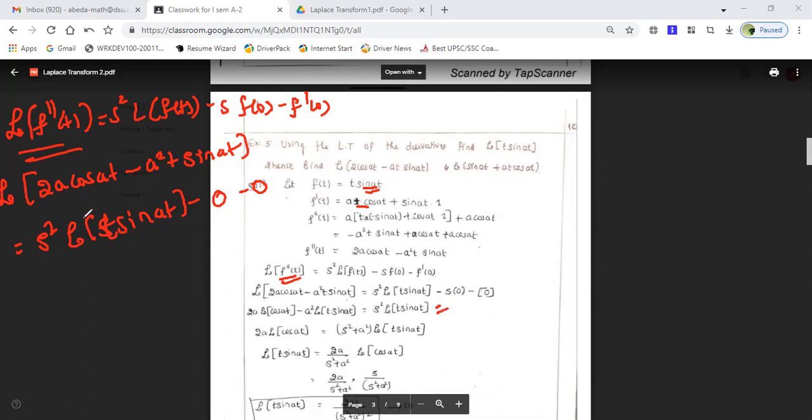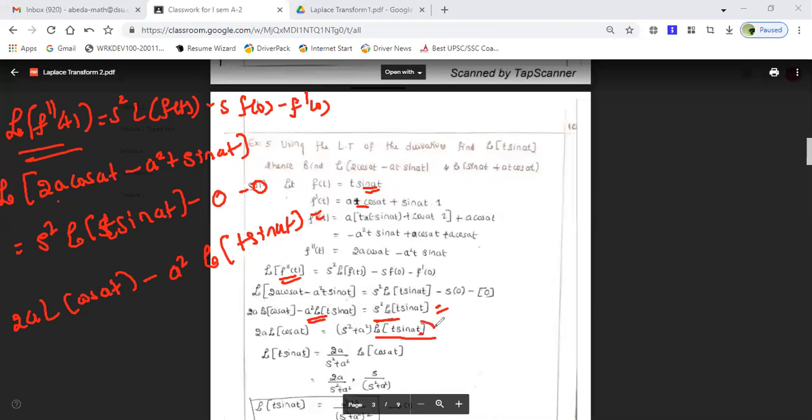So this, if you can see from here, what I'll do, we can write it as 2a into Laplace transform of cos at minus a square into Laplace transform of t into sin at is equal to, on the right hand side again, s square into Laplace transform of sin at. This is the sin at term, this is the sin at term, t into sin at term. Take it on the other hand. So it is 2a into Laplace transform of cos at is equal to s square plus a square into Laplace transform of t into sin at.